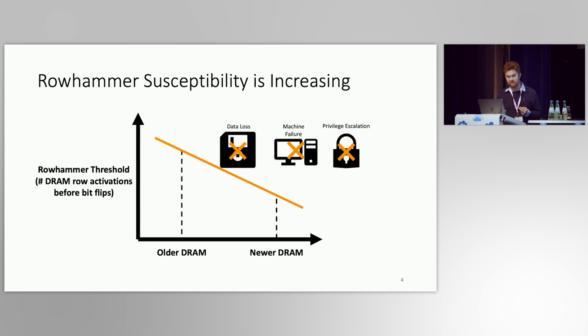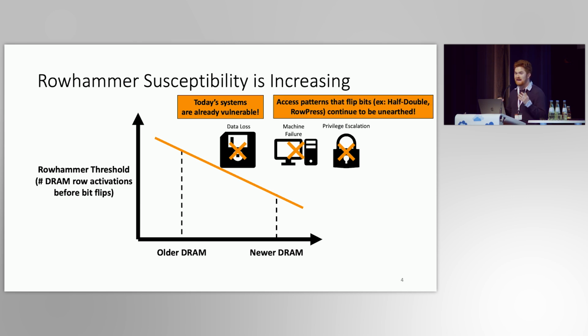So there are two more concerning factors, of course. The first is that today's systems are literally already vulnerable. So the situation is getting worse, and we're starting in a place where we're already vulnerable to these bit flips. And the second factor is that access patterns that actually flip bits are continuing to emerge. There was the initial Rowhammer pattern, but even during the publication of this paper, and when we made the talk's title, Inter-VM Rowhammer, a new phenomenon called RowPress came out that flips bits in a slightly different way, but still relying on the fundamental principle of nearby DRAM locations.